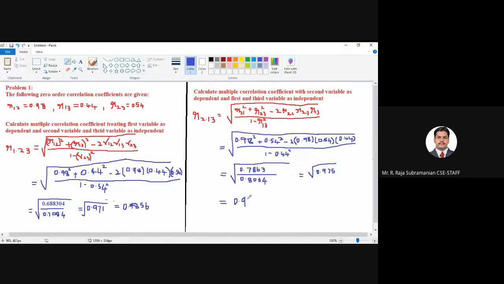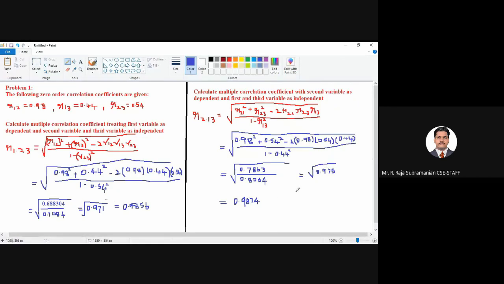Then similarly, you can easily calculate the next one, that is R3 with respect to 1 and 2. That is actually self-explanatory. You can easily do the substitution and get the result. Right. So now, in order to throw more light on what is being asked about the zero order coefficient, let me take one example. Right.